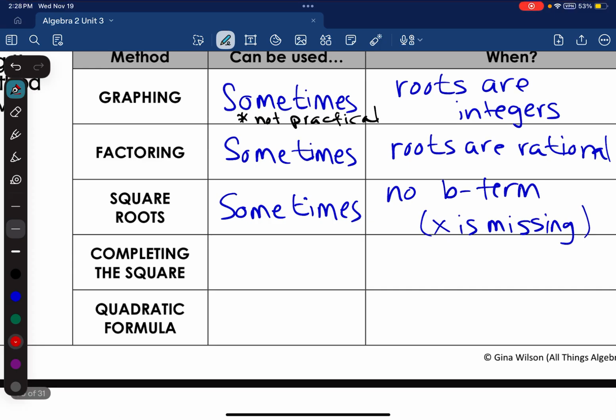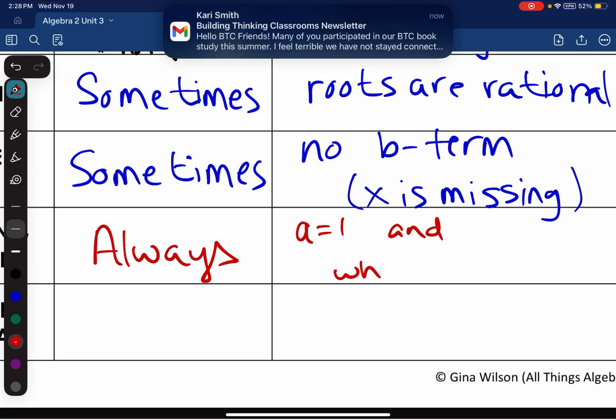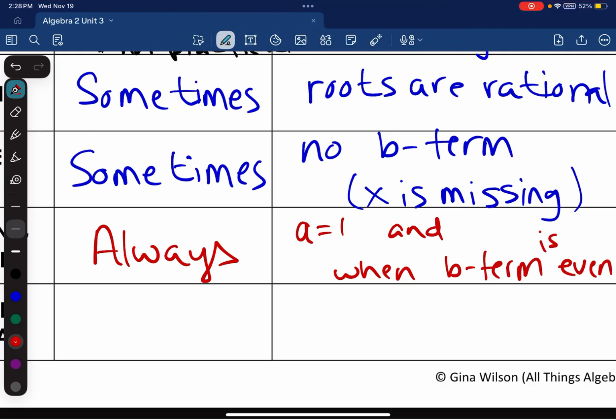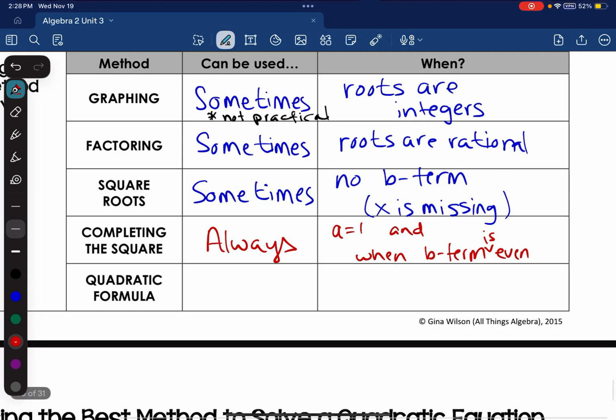All right, the first 3 are sometimes. Completing the square, we can always do. We can always do the completing the square steps. There is a preferred time when we want to do the completing the square step, when A equals 1 and when B term is even. So when A is 1 and B is even, that will make your completing the square steps easier to do.